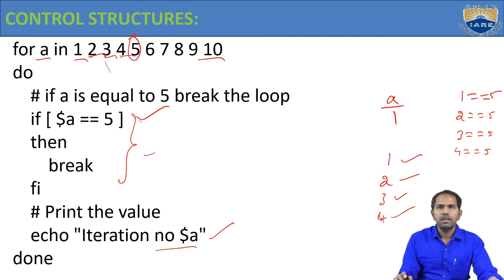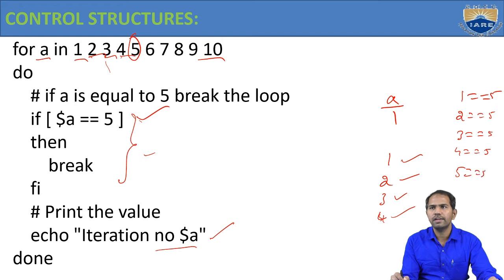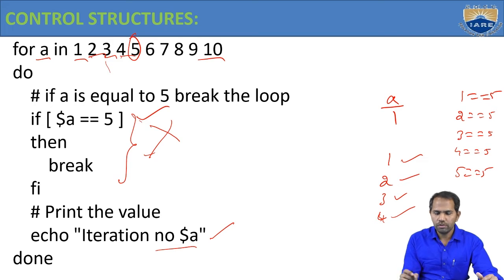So here the condition is satisfied, a has the value 5. 5 equal to 5, yes, the condition is true. Then break. Break means this loop is totally broken. The break statement breaks the loop. Up to this point it has printed 4 iterations: iteration number 1, 2, 3, 4.